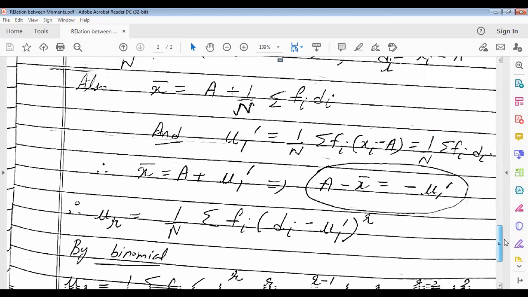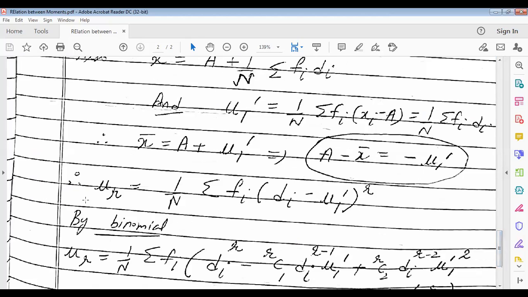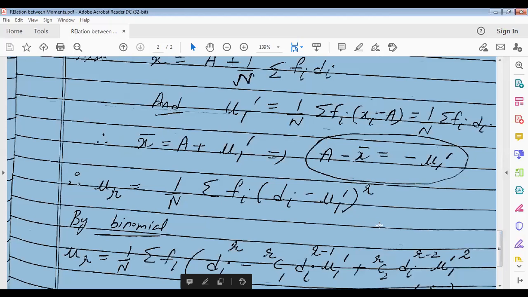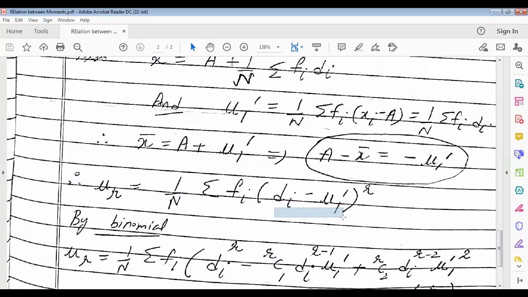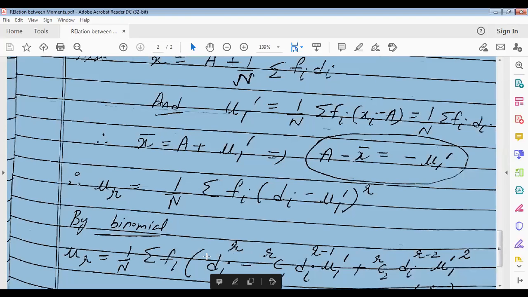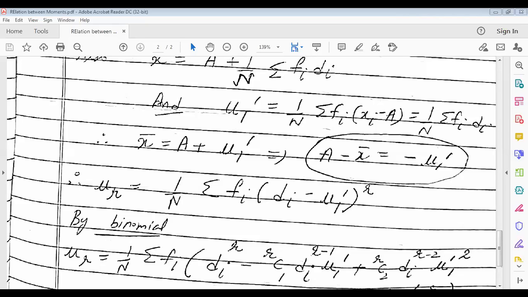तो अगर मैं इस रिलेशनशिप में पुट कर दूं, so what I get, mu r is equal to 1 by n summation fi into di minus mu1 dash to the power r. So that's it. Now I will just open this bracket. ये जो bracket है di minus mu1 dash to the power r, इसको binomial series से open कर देते हैं, तो ये 1 by n summation fi बन जाएगी, rc0 into first term. First term is what? Remember बेटा, binomial series क्या होती है? What is binomial series?